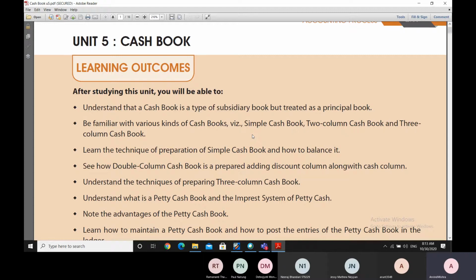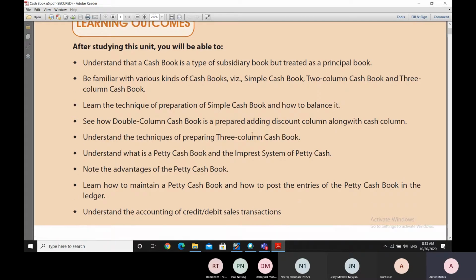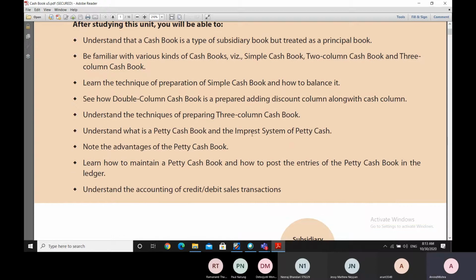Besides, you will also understand what is a petty cash book and what is the imprest system of petty cash. You will be noting the advantages that come by maintaining a petty cash book. You'll also learn how to maintain a petty cash book and how to post the entries of that petty cash book into the ledger. You will also understand the accounting of the debit and the credit sales transactions.